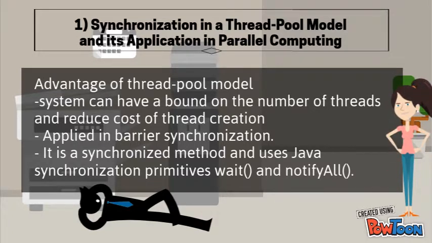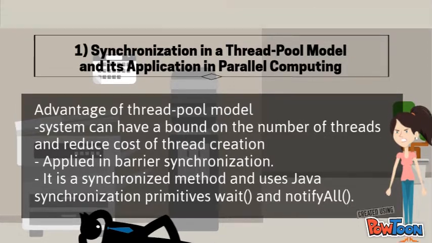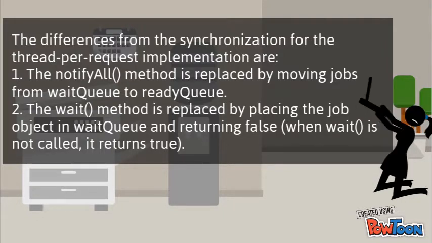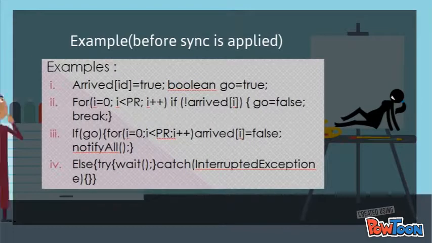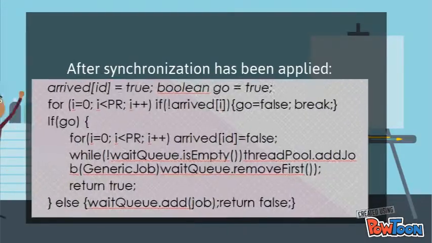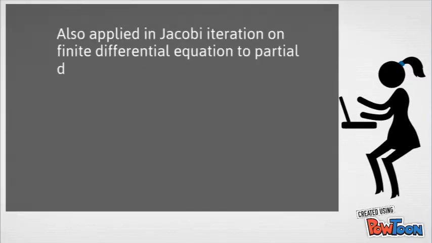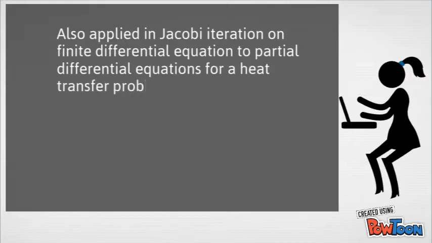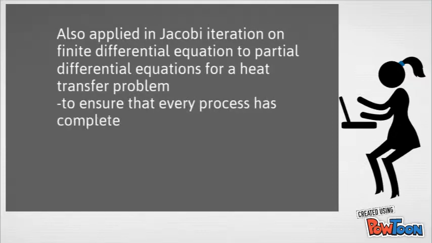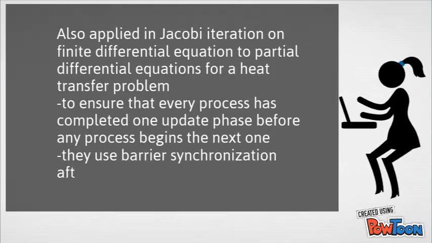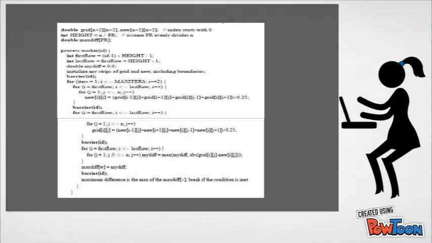It is a synchronized method and uses Java synchronization primitives wait and notifyAll. Here are the differences from the synchronization for the thread per request implementation. Here are examples of synchronization before and after synchronization is applied. Synchronization is also applied in Jacobi iteration on finite difference equations for partial differential equations for a heat transfer problem. This is to ensure that every process has completed one update phase before any process begins the next one. They use barrier synchronization after each update phase. Here is the example of synchronization in Jacobi.